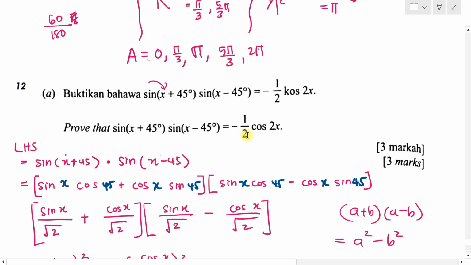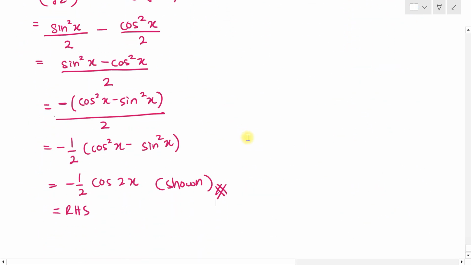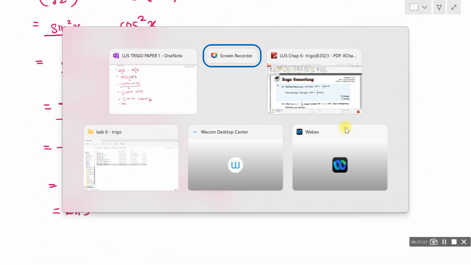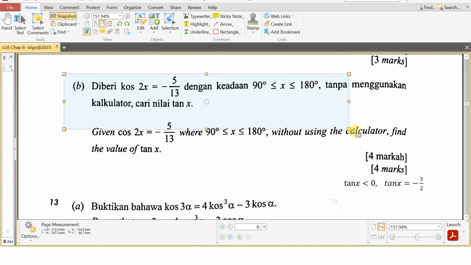Okay, right, that's about 12A. Let's move on. 12B.